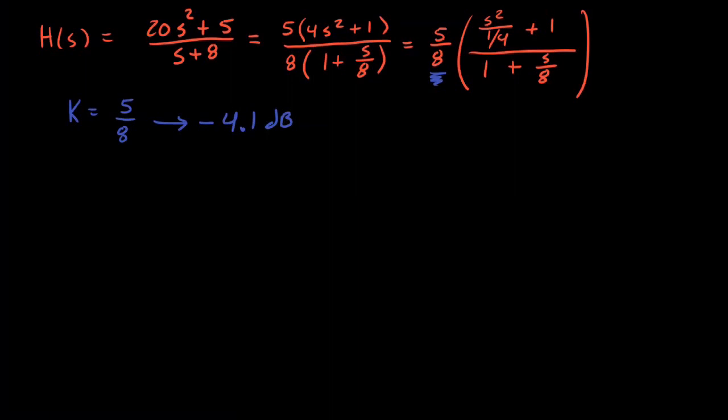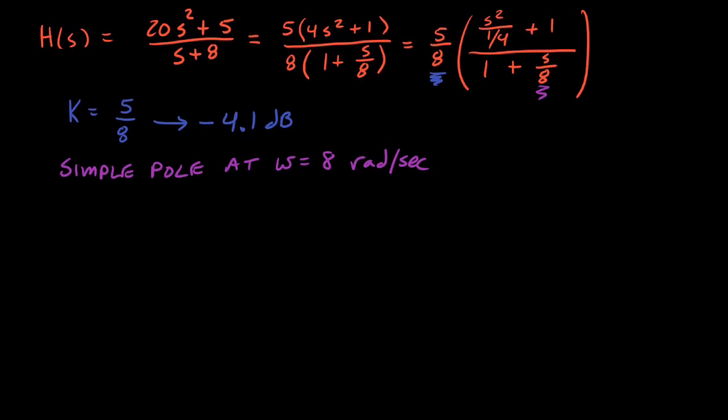Okay, so that's my constant gain. That's easy to work out. I also have a simple pole at omega equals 8 radians per second. Okay, so that's easy to see from that.